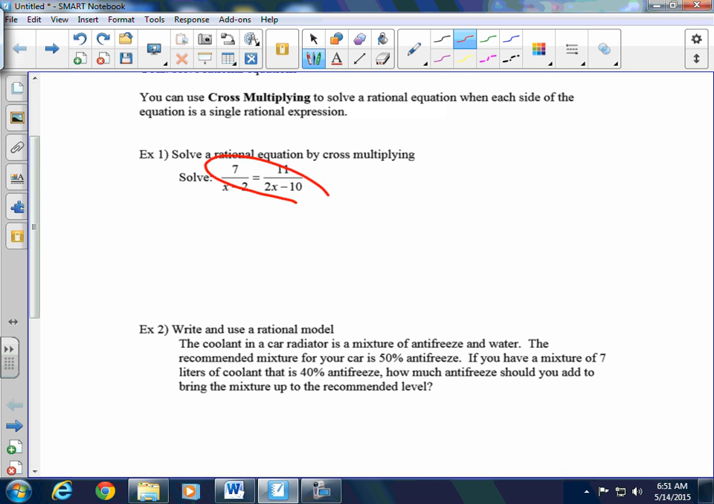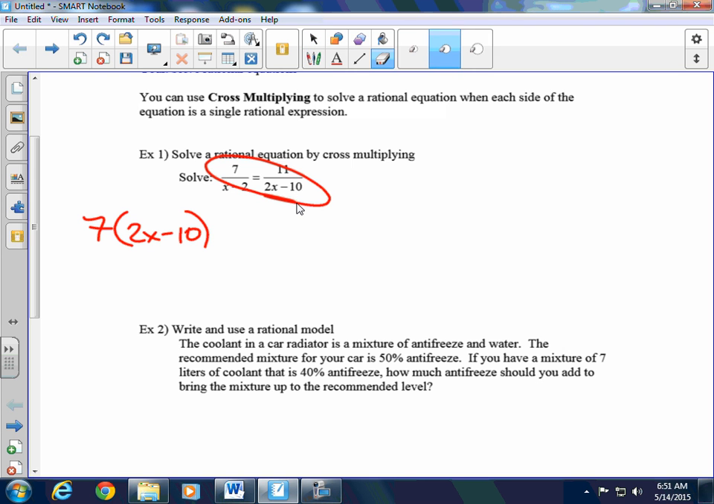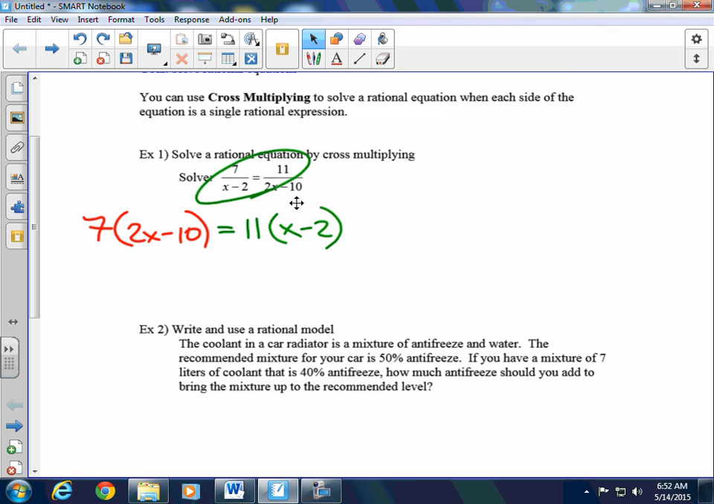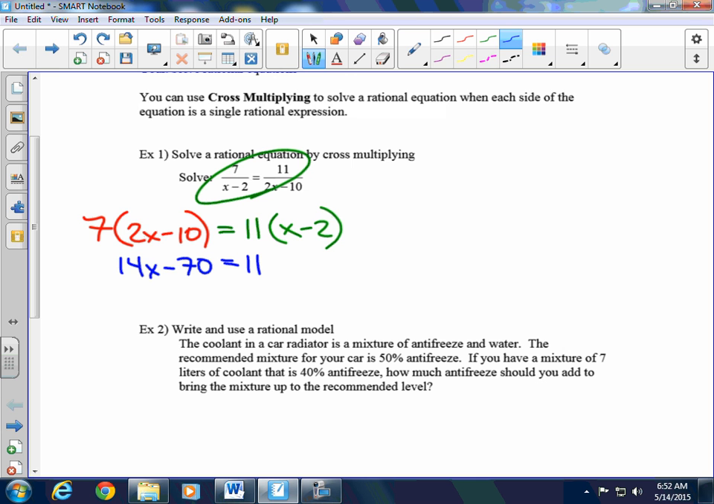So we're going to start with cross-multiplying. So we're going to have 7 times 2x minus 10. And then we're going to also do the other side. So we're going to have 11 times x minus 2. So if we go ahead and do the math on this, we're going to have 14x minus 70 using the distributive property, and 11x minus 22.